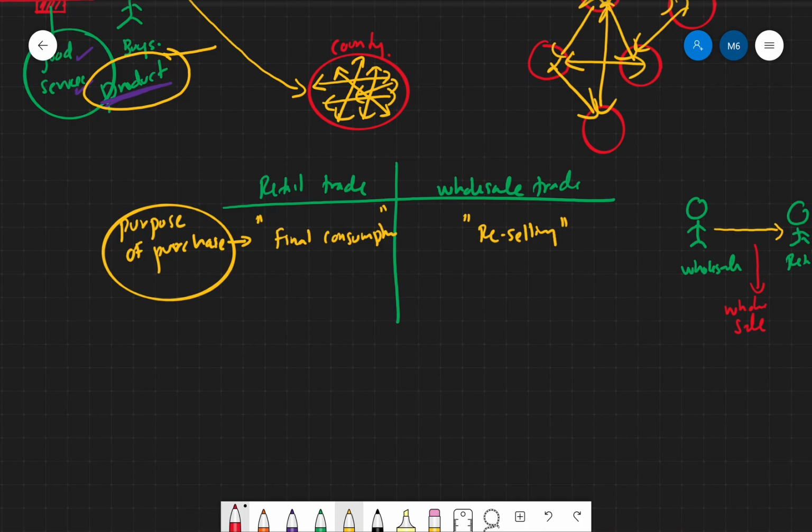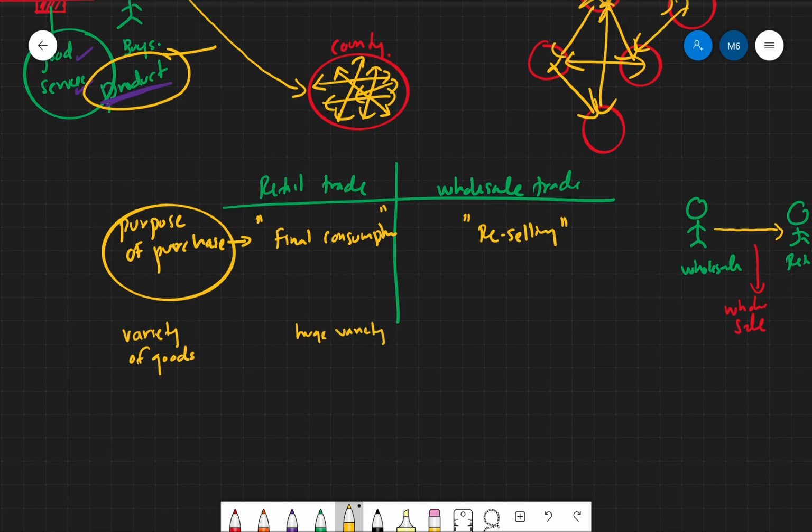As you all know, number one is the purpose of purchasing. So let us see number two. Let us see the variety of goods, or different kinds of goods. The variety of goods they are storing in their shops or outlets. Okay, so the variety of goods here we have. In retail trade there will be what? Huge varieties, or lots of varieties of goods.